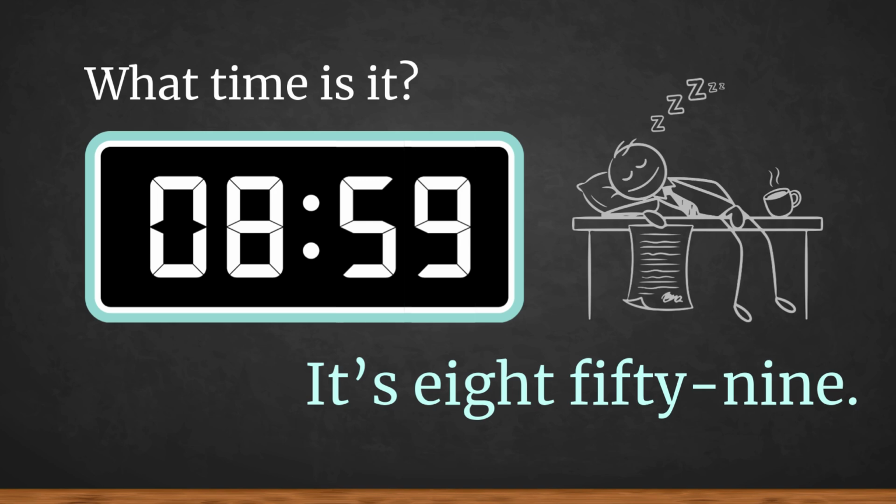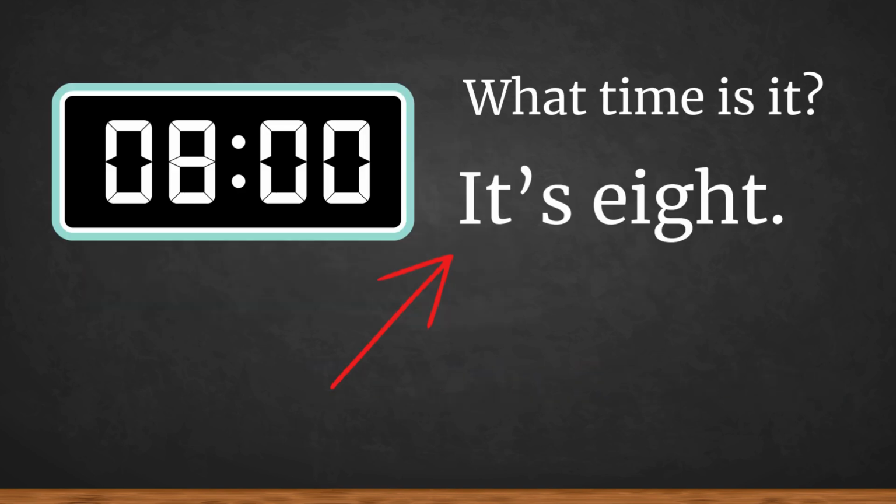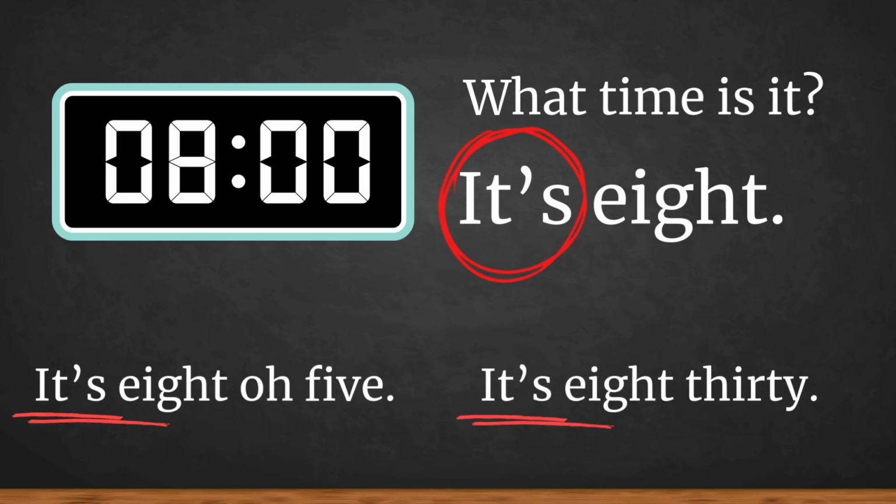Bob is sleeping. One important habit. When telling the time, start with "it's." It's 8. It's 8:05. It's 8:30.